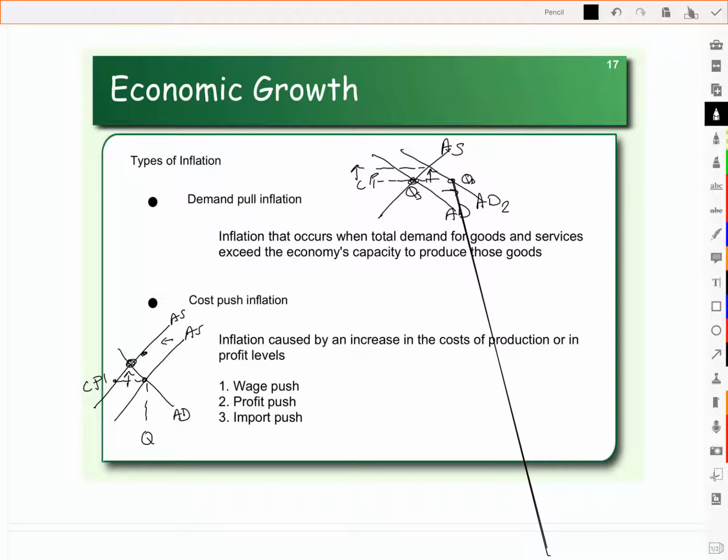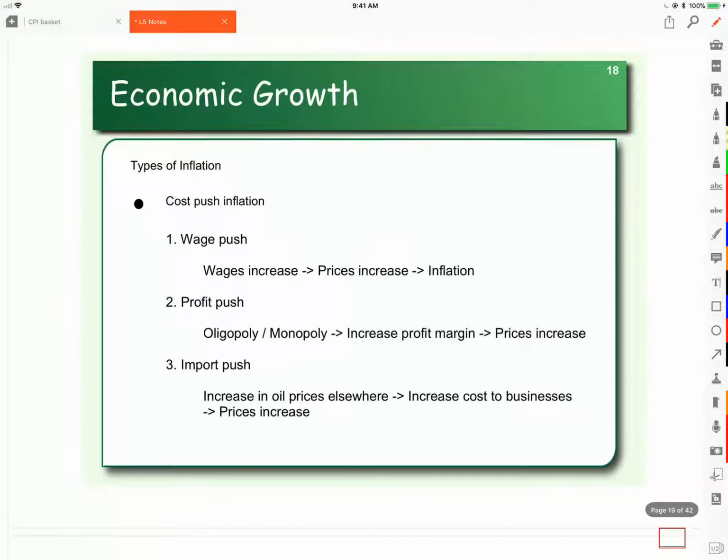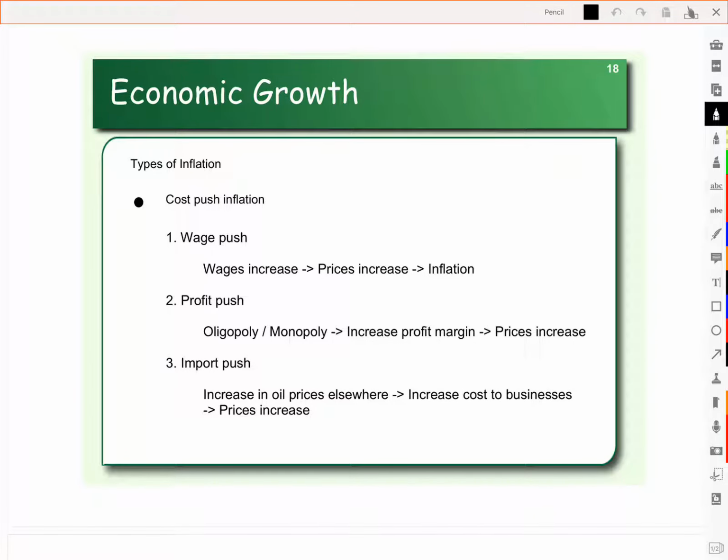Well, the first is a wage push. So in this case, what we have is that we have workers who want a higher wage. Well, if wages increase, then it costs the business more to make the same amount of goods. And so in this case, aggregate supply decreases, and that causes our price levels to go up.